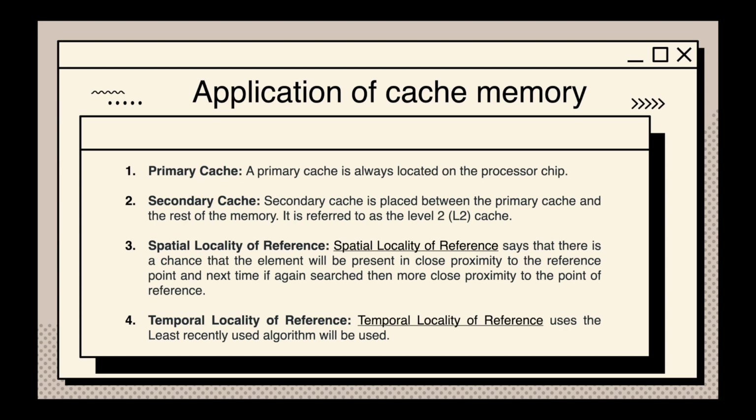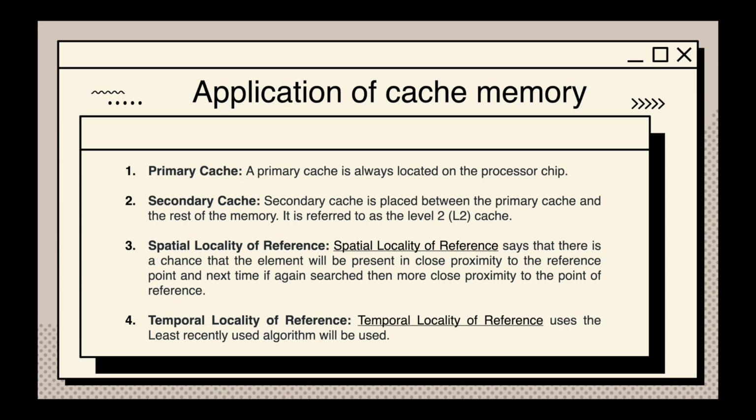So now we are going to see applications of cache memory. Here are some of the applications of cache memory. First, primary cache. A primary cache is always located on the processor chip. This cache is small and its access time is comparable to that of processor registers. Second, secondary cache. Secondary cache is placed between the primary cache and the rest of the memory. It is referred to as the level 2, L2 cache. Often the level 2 cache is also housed on the processor chip.